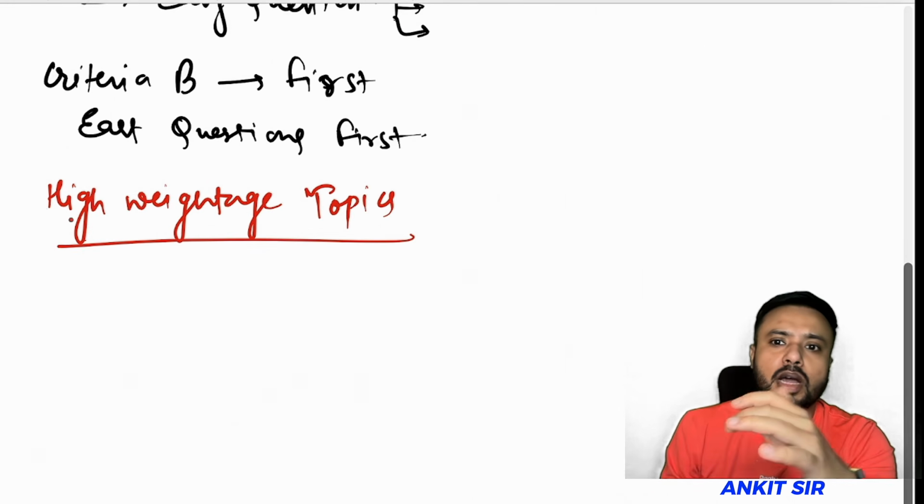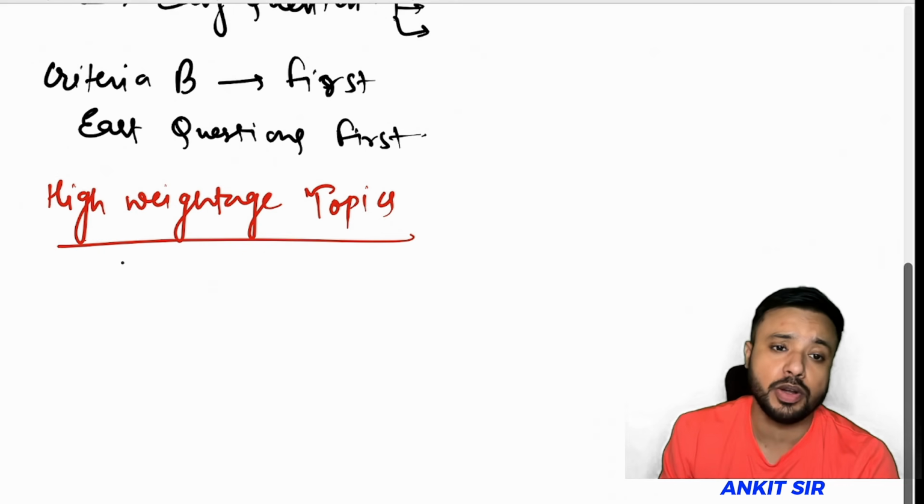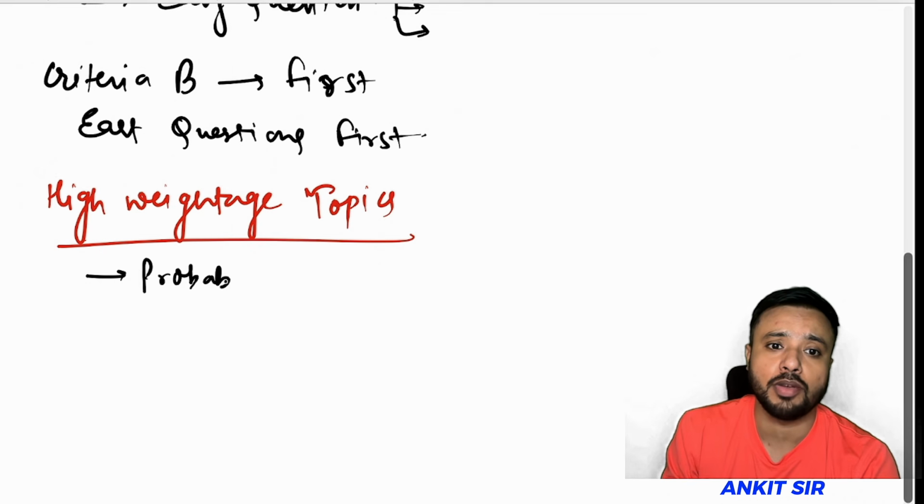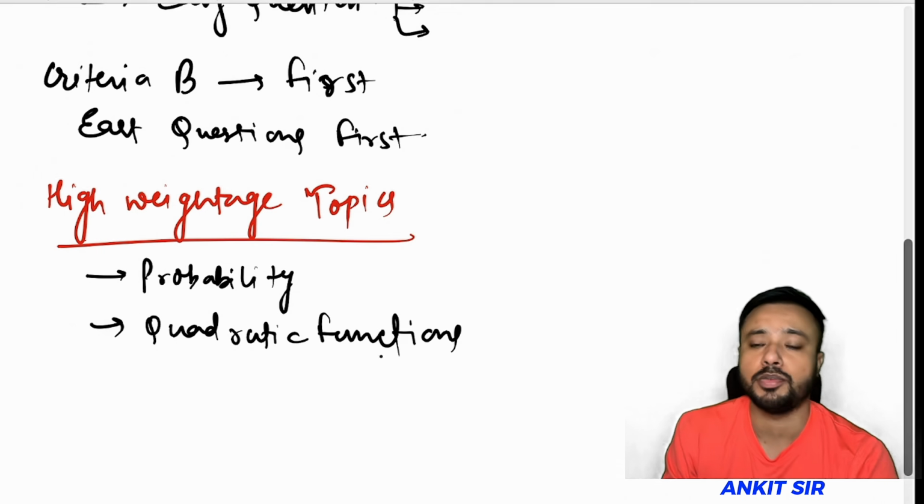Now, since today is the last day, guys, I'm going to give you high weightage topics which you should be good at. Obviously the first high weightage topic is probability. You should revise this topic properly. Then we have quadratic functions. Quadratic functions are extremely important, guys. You will see questions coming from this topic almost every year.